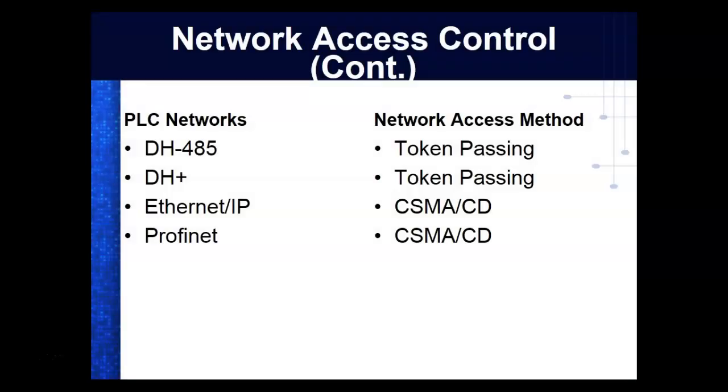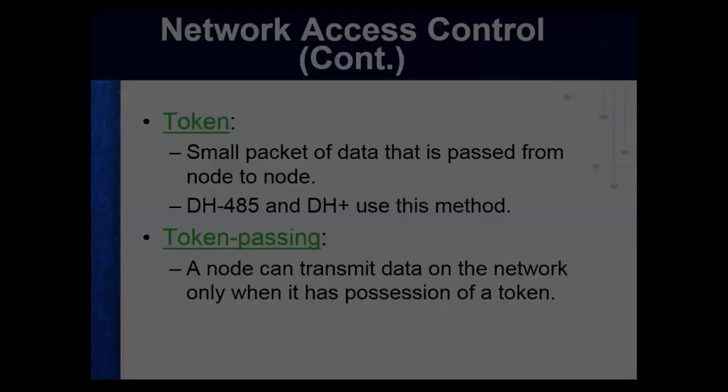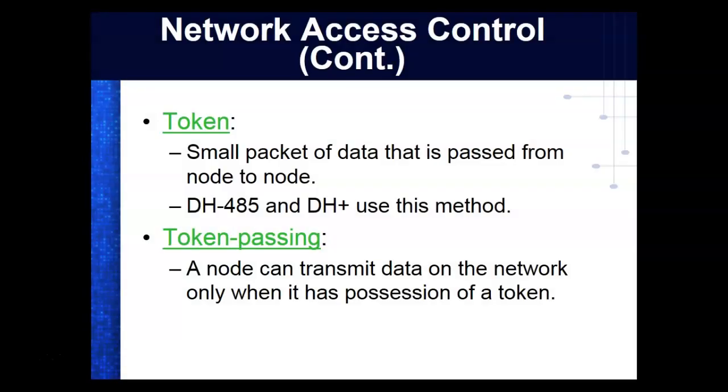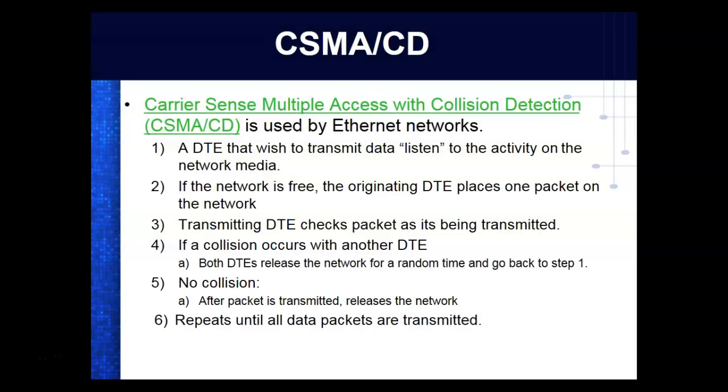So Ethernet and Profinet use Ethernet IP, which we'll talk about in a minute. I think we've already talked about it even in the second lecture. Ethernet IP uses carrier sense multiple access with collision detection, and Profinet also uses carrier sense multiple access with collision detection. All the DHs use token passing, and we've already talked about token passing and what it is used for.